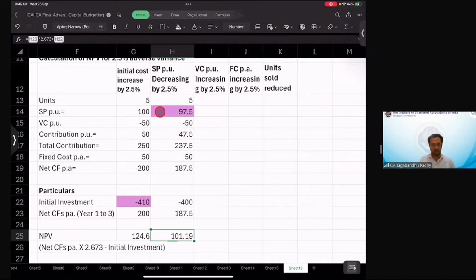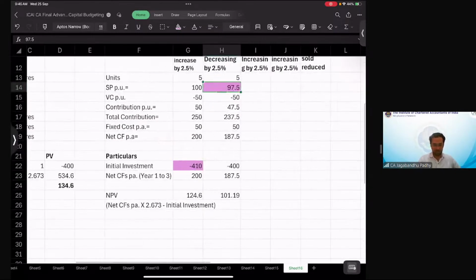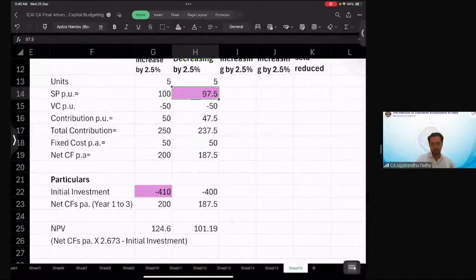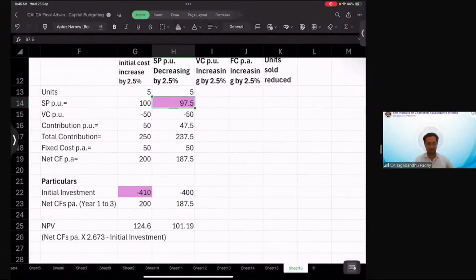So as of now, out of these two elements, which is the initial investment and the sale price per unit, which one is more sensitive? Which one is more sensitive, guys? The NPV reduces from 134.6 to 124.6 in case of first change, and it reduces to 101.19 in case of second change. So of course, selling price is turning out to be more sensitive as compared to the initial cost.